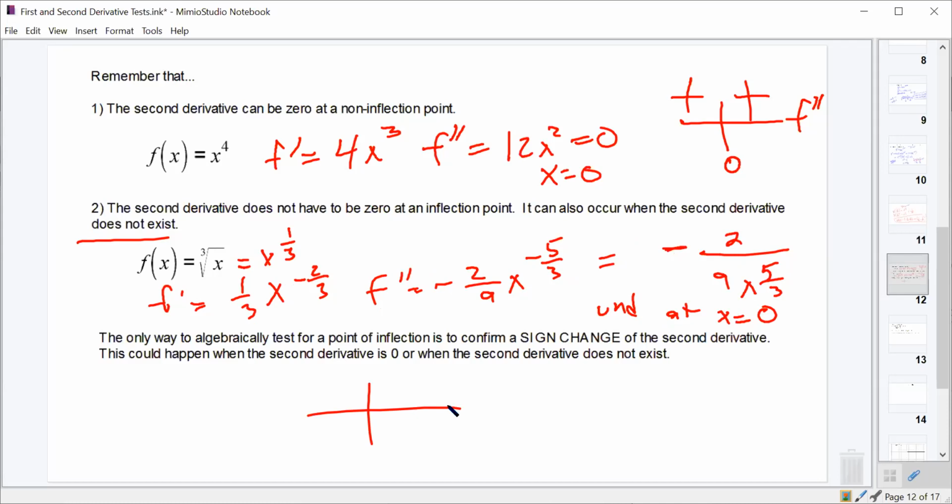And so you want to make a sign chart with that for your second derivative and show that when you plug in a positive number, if you plug in a positive to this, you get a positive for the fraction with a negative out in front. And when you plug in a negative number, this x to the 5/3, when you take a negative to that, stays negative. So you have a negative of a negative, which gives you a positive, and you have an inflection point, or a point of inflection at x equals 0. Does everybody see that? Yep.